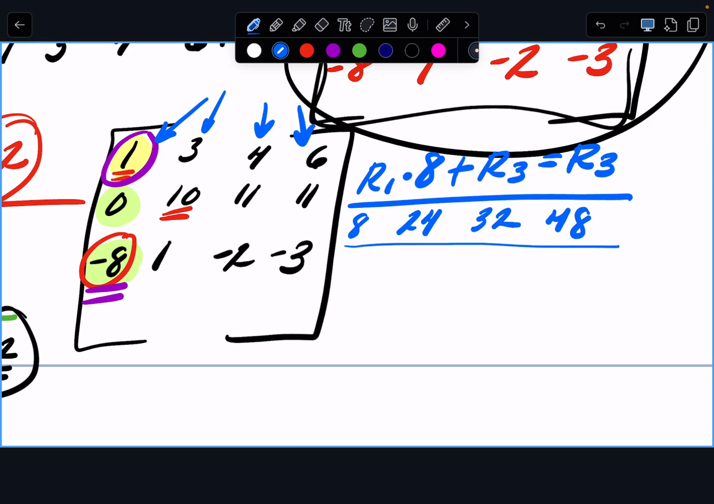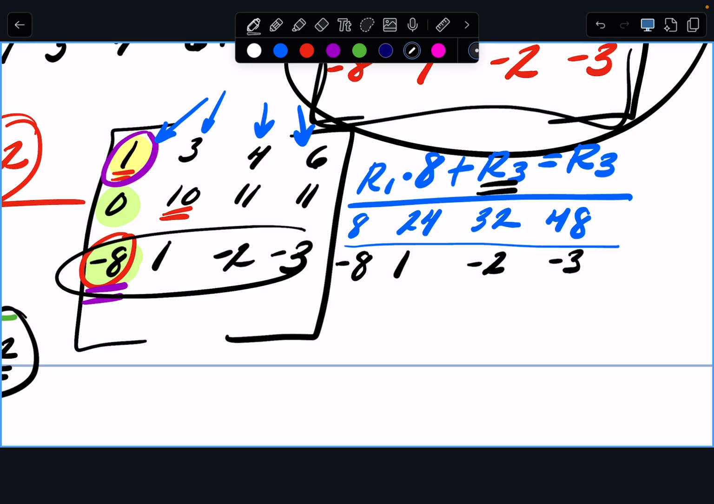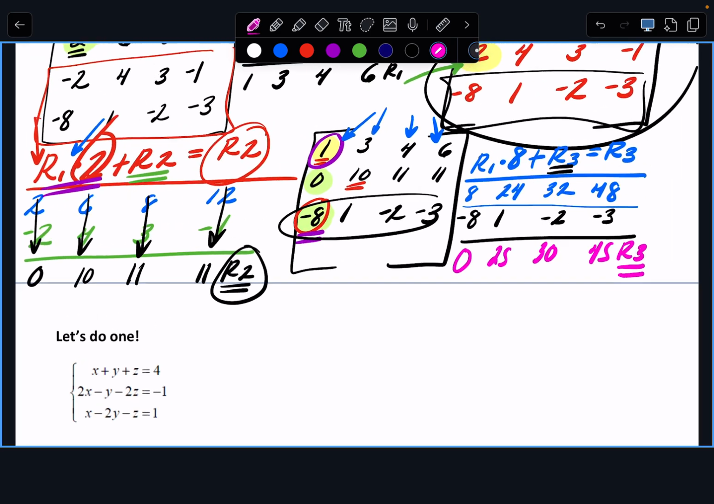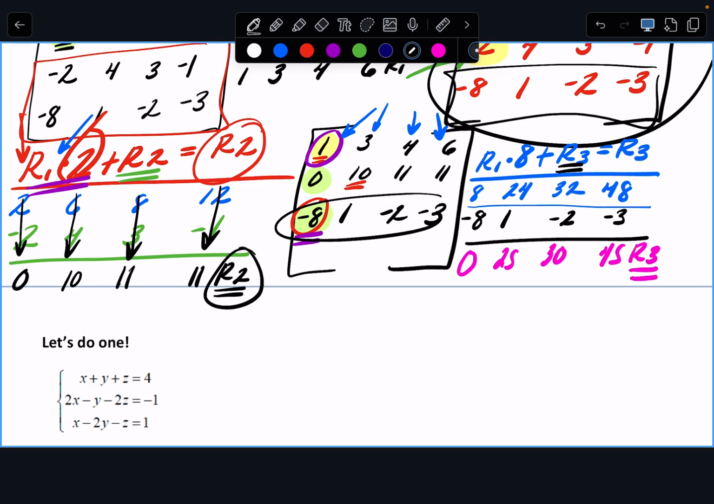48. And then row 3 currently, I write down the current one so that I don't mess it up. I don't do it in my head. Isn't row 3 currently negative 8, 1, negative 2, negative 3? So now we're going to combine like terms. Aren't we getting 0, 25, 30, 45? And what was that? My new row 3. I always write myself at the end. Remember, that's just new row 3. That way I don't accidentally change row 1 or row 2. We did all of that just to get new row 3.